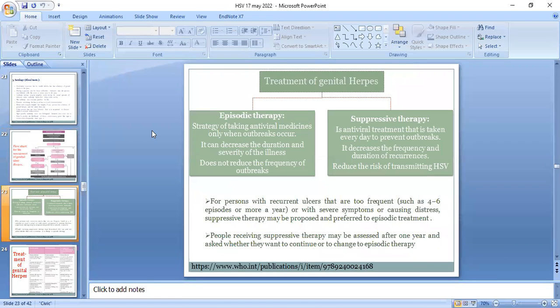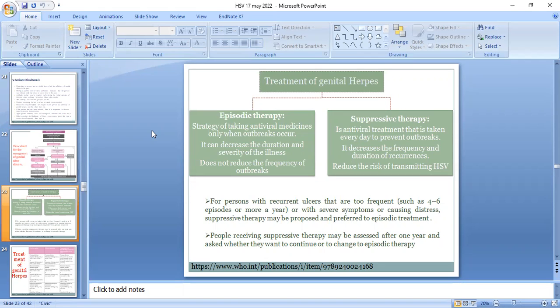For recurrent infections, there are two treatment options available. The first one is the episodic treatment and the other is the suppressive treatment. Now, what is the episodic treatment? It is a strategy of taking antiviral medicines only when the outbreak occurs, while in suppressive treatment, antiviral treatment is taken every day to prevent outbreaks for a long period of time. Episodic therapy decreases the duration and severity of the illness but does not reduce the frequency of outbreaks, while suppressive therapy decreases the frequency and duration of recurrences and also reduces the risk of transmitting herpes simplex virus.